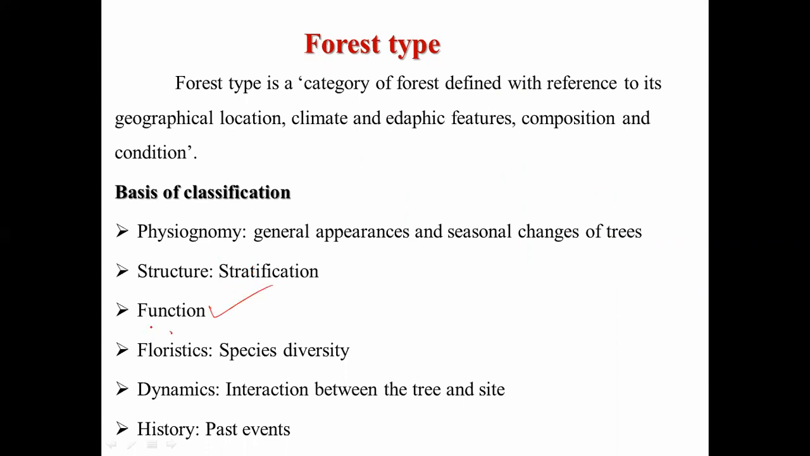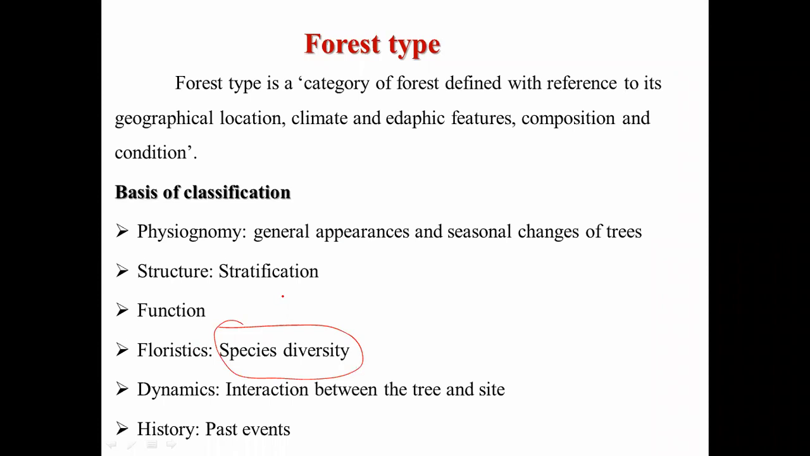The next one is called floristic diversity. So for example, if there is a higher presence of dipterocarpus species, like Dipterocarpus indica and all this, that comes under your evergreen patches. So based upon the floristic condition as well as the species diversity, we identify some of the key species. That is also one of the bases for classification. So in floristic, we will have the species diversity.